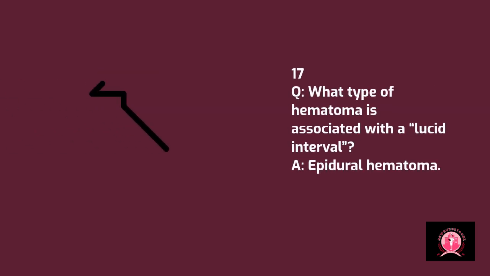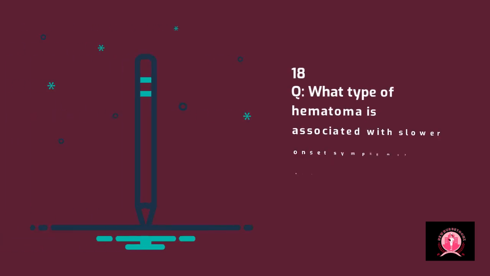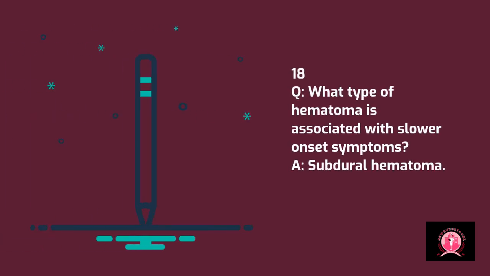17Q. What type of hematoma is associated with a lucid interval? A. Epidural hematoma. 18Q. What type of hematoma is associated with slower onset symptoms? A. Subdural hematoma.